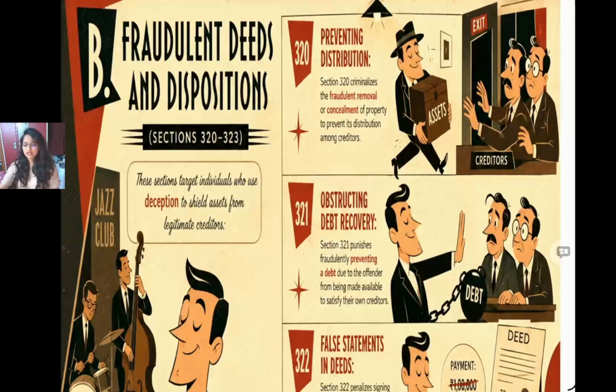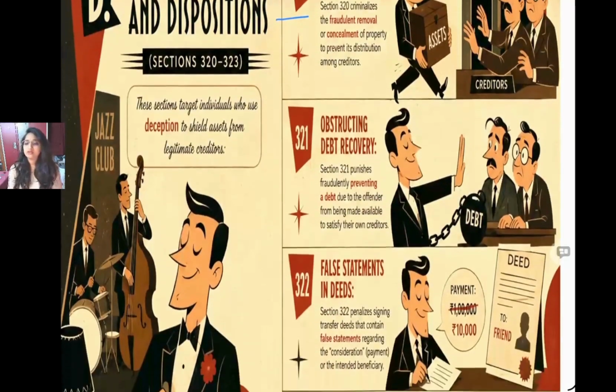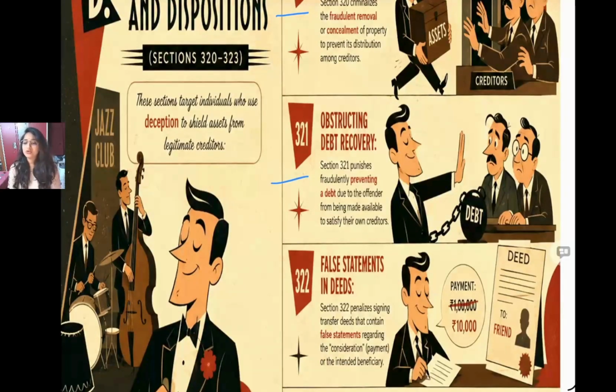This section targets individuals who use deception to shield their assets from legitimate creditors. For example, Section 320 criminalizes the fraudulent removal or concealment of property to prevent its distribution among creditors. And next is Section 321. It punishes fraudulently preventing a debt due to the offender from being made available to satisfy their own creditors.